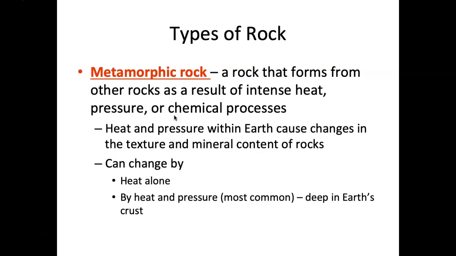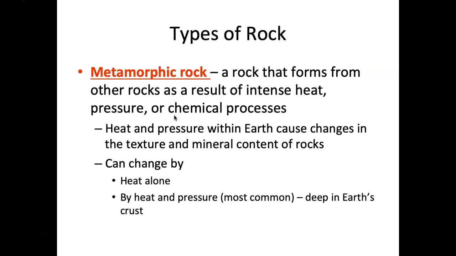This can happen in two different ways. By heat alone, so as we go lower in the Earth's surface, there's going to be more heat, and that heat can change the rock, or it can be by both heat and pressure. And this is the most common form of forming metamorphic rock.